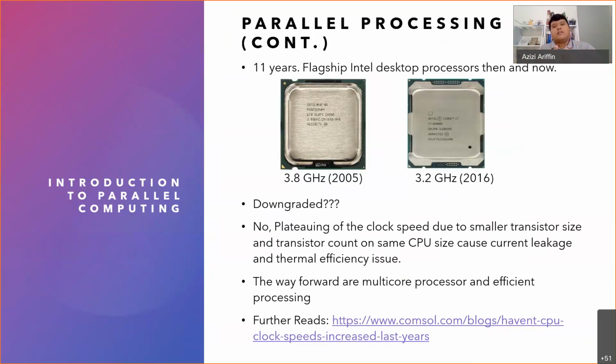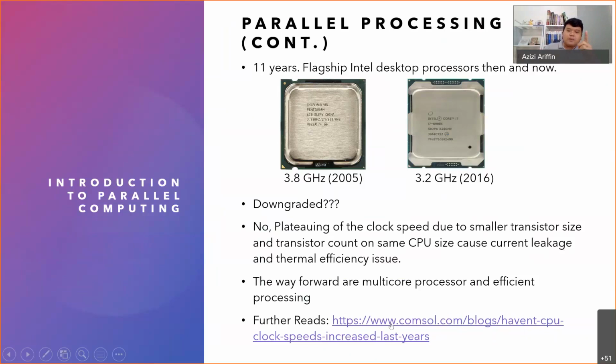So in industry as a whole, if you want to increase the performance of the CPU, the way forward are multi-core processor and efficient processing. And the way we can fully utilize the multi-core processor to increase processing speed, as we are the programmer now, we need to do parallel processing. Okay, faham tak tu? Ada soalan? So I faham sir, faham.